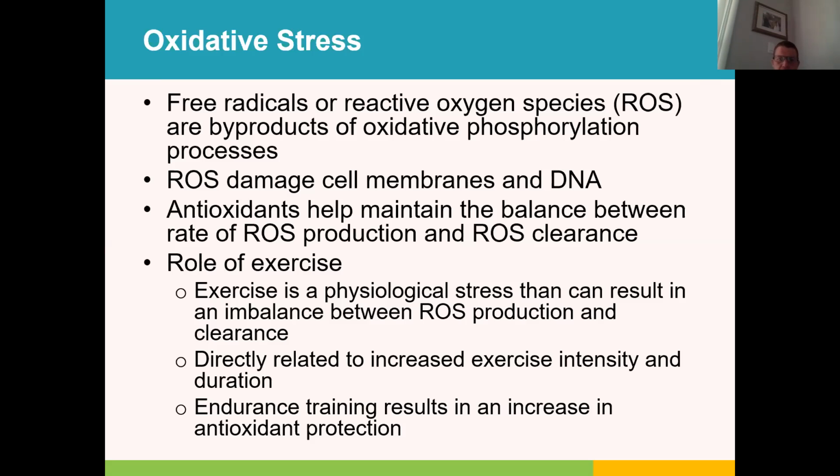Role of exercise. Exercise is a physiological stress that can result in an imbalance between ROS production and clearance. Directly relates to increased exercise intensity and duration. And endurance training results in an increase in antioxidant protection. So it's kind of weird. By exercising, you may cause some more oxidative stress, but at the same time, it can also increase antioxidant protection.